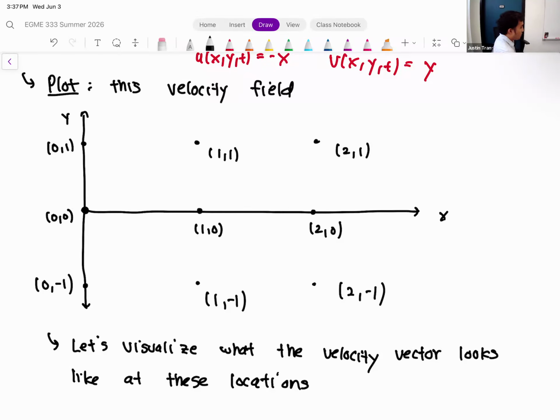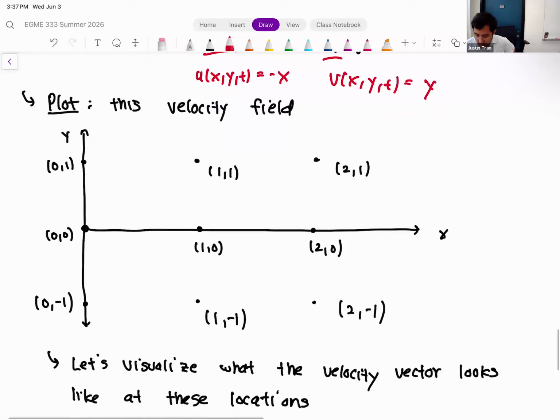All right, so in order to do this, all we have to do is for each of these locations, each of these locations has a distinct x and y coordinate, right? We're just going to take those and plug those into our velocity field and then get our x and y components of those terms. All right, so let's start with the simplest case. So let's start with 0, 0, the origin.